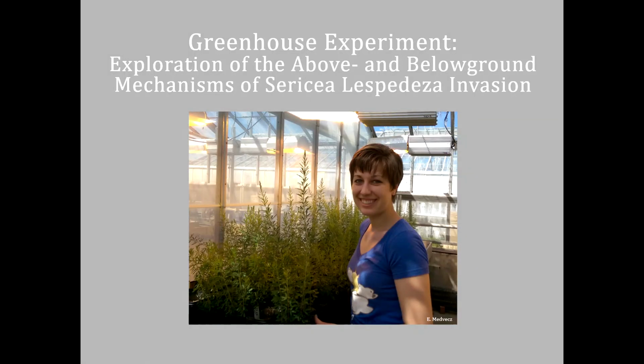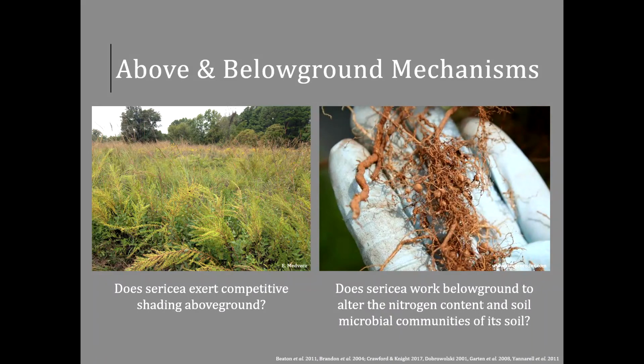But shifting gears a little bit, I wanted to talk about the greenhouse experiment that I conducted as well. And through this, what I really wanted to do is look at the mechanisms by how Sericea invades communities. So I wanted to see, is it exerting competitive shading above ground? So how is it working above ground? But also, what is it doing below the soil? And what's the relative strength of these effects on native plants?